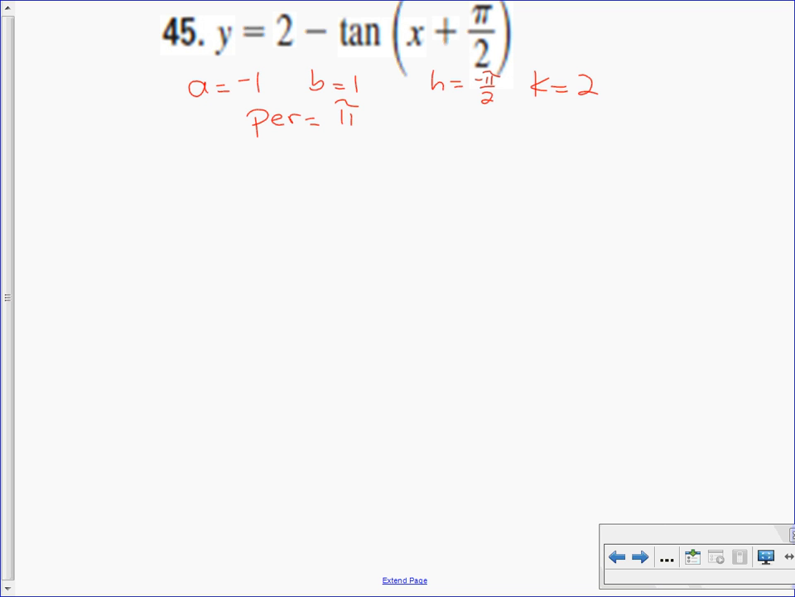So now we have to figure out our asymptotes. Where's your original parent asymptotes going to be at for this one if the period is pi?